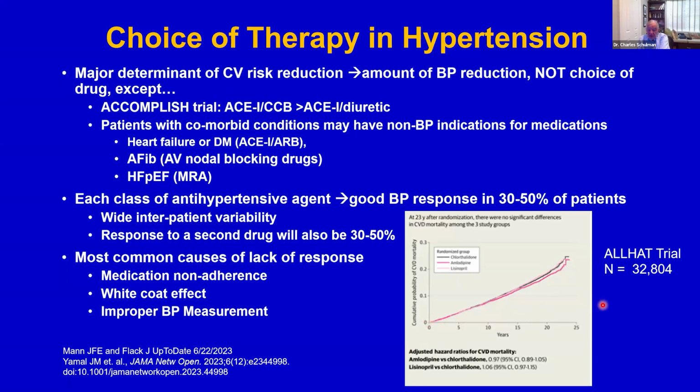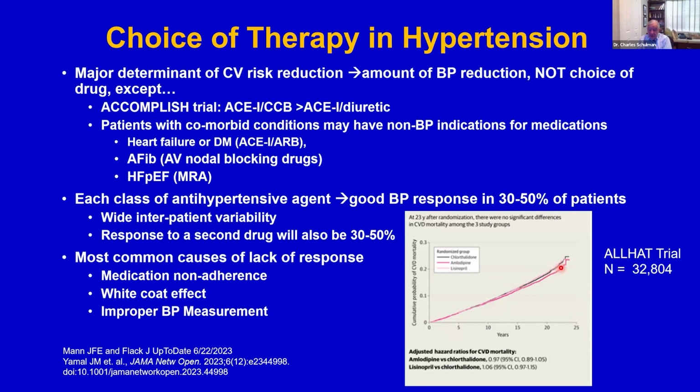So this over here is a recently published 23-year follow-up from the ALLHAT trial. The ALLHAT trial was one of the trials that informed the JNC7. It was reported back in the early 2000s, 2002 or 3, I've forgotten which. But the long-term follow-up shows that there's no difference in long-term mortality whether you took chlorthalidone, amlodipine, or lisinopril.